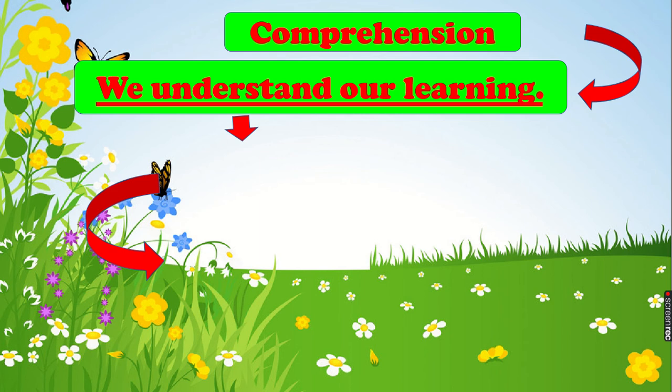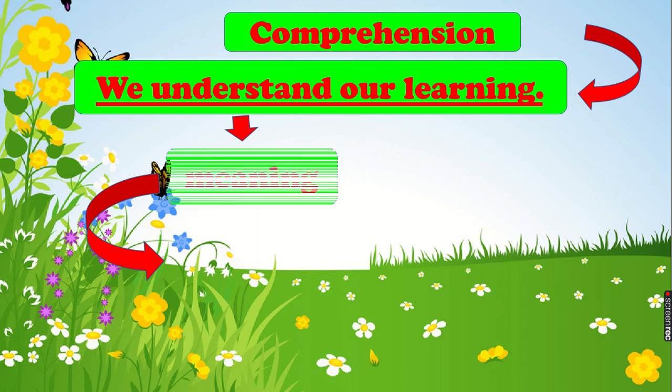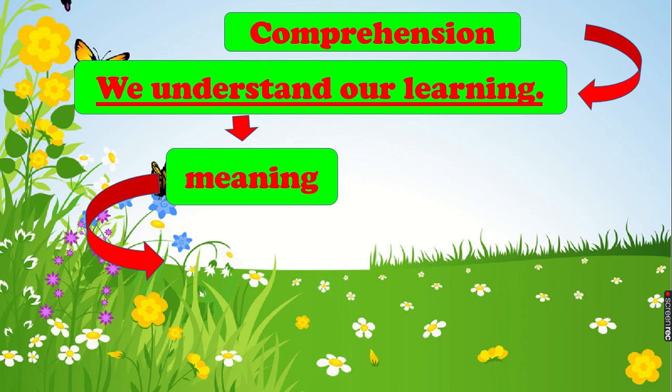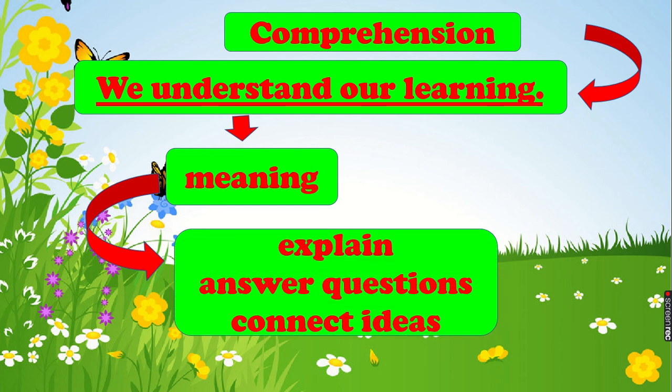Maybe your parents told you a very important information, but do you understand it? So this is the role of comprehension skills. We understand our learning. Understand means we know the meaning. We know what it means. And how to show that we know what it means? By explaining. If I ask you questions and you can explain it, like for example, what is metamorphosis? If you can explain metamorphosis, it means you are improving your comprehension by answering questions.